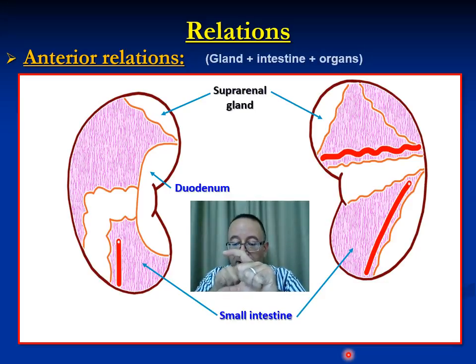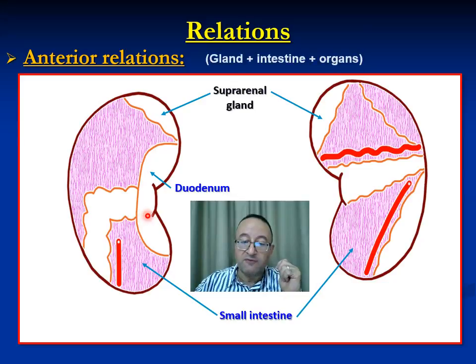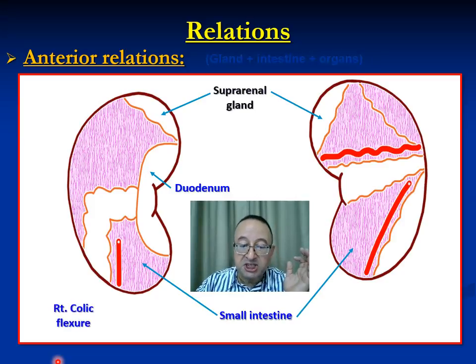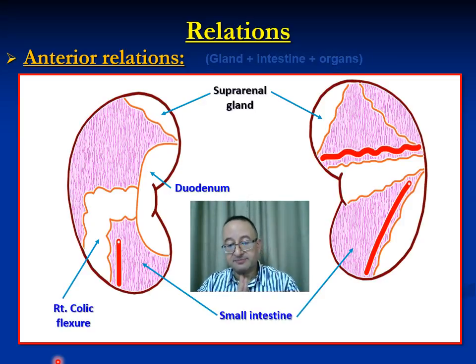C-shaped. The middle part, this is called the second part. It is related to the anterior surface of the right kidney, just near to the hilum. The last part of the intestine related to the anterior surface of the right kidney is this part. It's called the right colic flexure. It is a part of the large intestine.